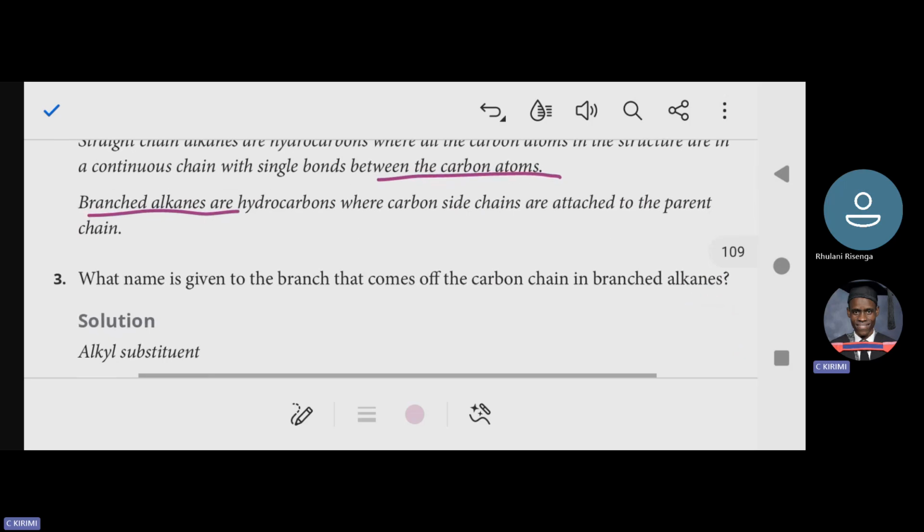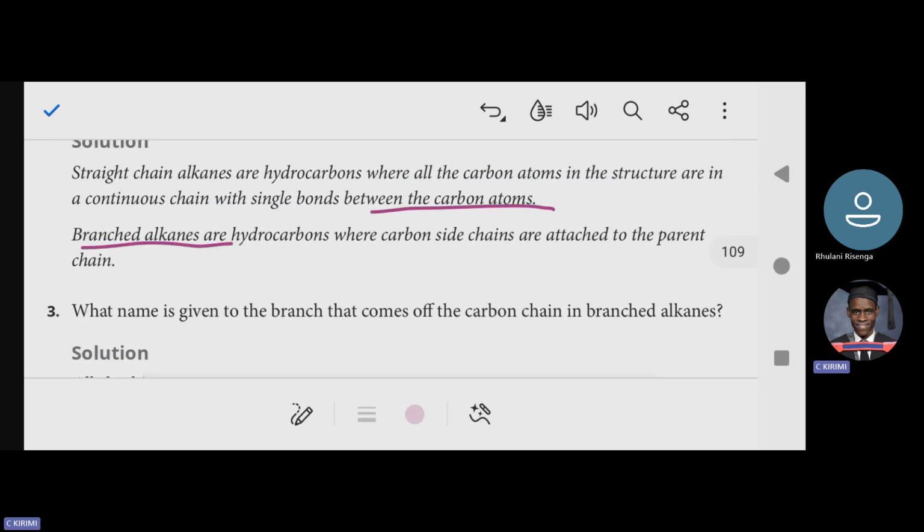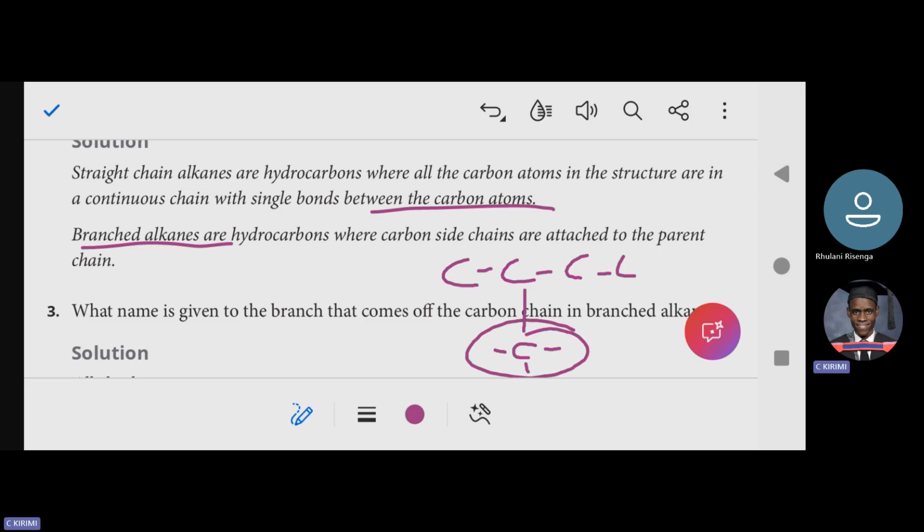What name is given to the branch that comes off the carbon chain in branched alkanes? For example, we have carbon, carbon, carbon, carbon, and then it's branched. Then we have another branch somewhere there. What do you call this branch? What name is given to the branch that comes off the carbon chain?